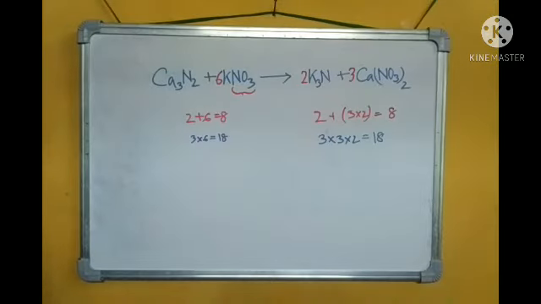Each of the elements has a similar number of atoms on both the reactant and product side. So now we can say that this particular chemical equation is balanced. Okay. Now we are going to our next chapter, that is types of chemical reaction.